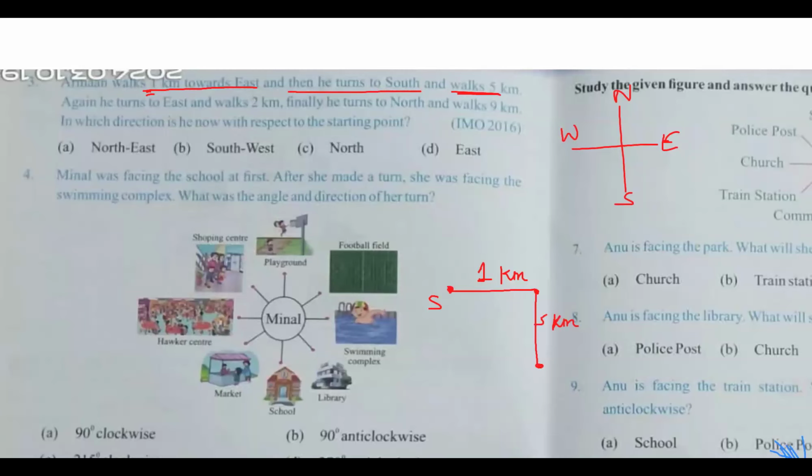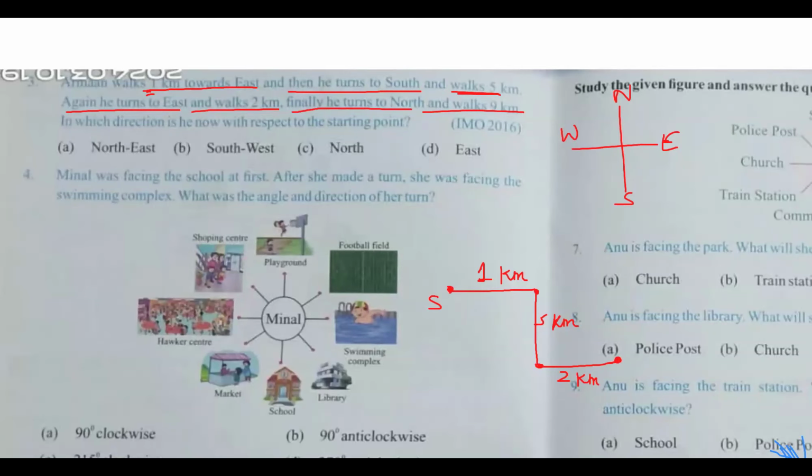Next instruction is, again he turns to east and walks 2 kilometers. So again from this point he'll walk towards east. So towards east again will be this direction, right? And how many kilometers? 2 kilometers. Let us write 2 kilometers over here like this. Now he has reached till here. And finally, what is the final turn that he has taken? Finally, he turns to north and walks 9 kilometers. Now he has turned towards north again and walked for 9 kilometers.